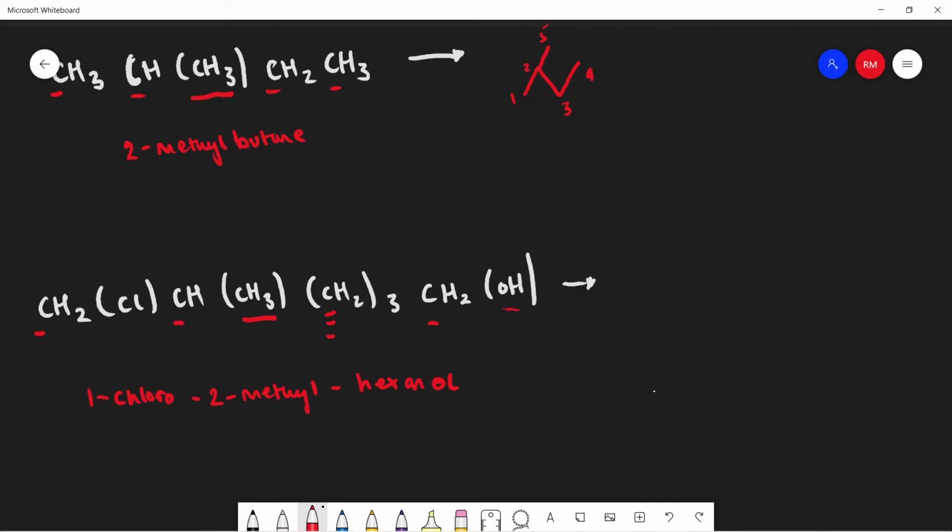And so let's draw our 6 carbon skeleton, and on the one here we're going to draw our chlorine, then on the 2 our methyl, and then on the last one our OH, our hydroxyl group, to make 1 chloro, 2 methyl, hexanol.